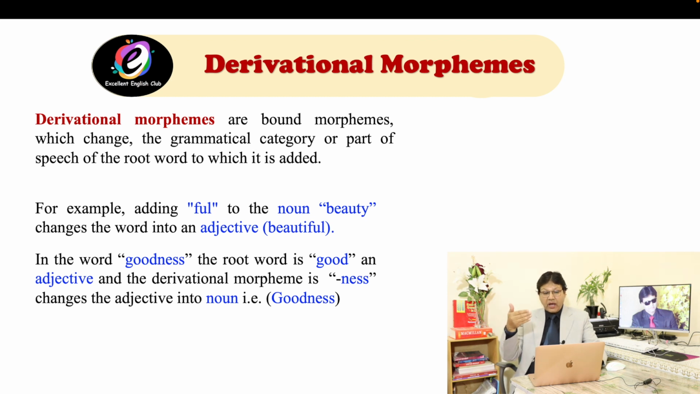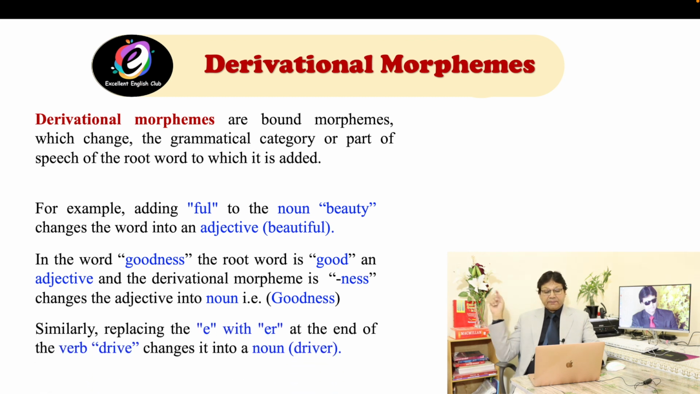Look at another example. In the word goodness, the root word is good and the derivational morpheme is ness, which changes the adjective into a noun. The first example was from noun to adjective. The second example is from adjective to noun. Now look at one more example. Replacing e with er at the end of the verb drive. Drive is a verb and changes into a noun, driver.